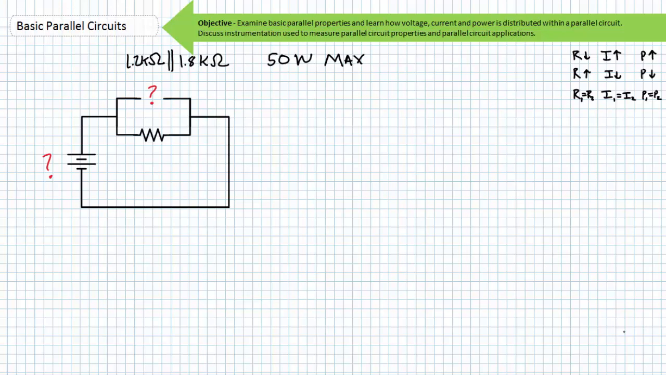At one time, this was a 1.2 kiloohm resistor in parallel with a 1.8 kiloohm resistor, both of which were 50 watt wire wound resistors, only one of which now remains. Let's say your lab partner wasn't properly supervised and started pressing buttons they shouldn't have. We're left with the fire blackened remains of a single resistor, and we want to know what happened at the time this circuit bit the dust.